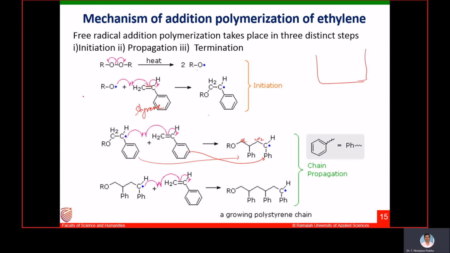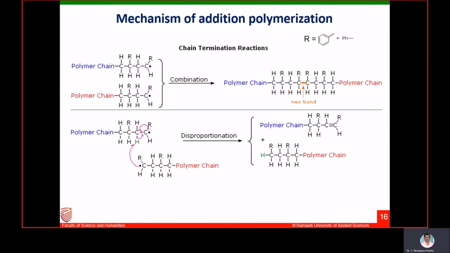So first step is initiation. Second step, chain growth or chain propagation. Third step is chain termination. Chain termination can happen in several ways. One is by combination. Simple. Two polymer chains are there.